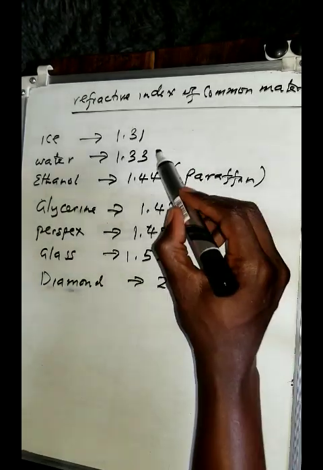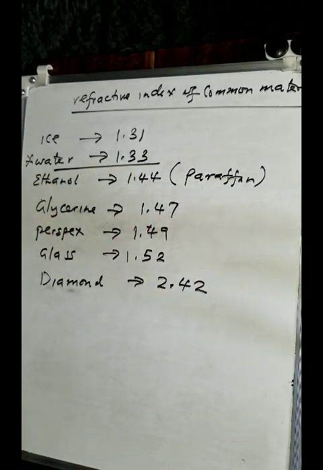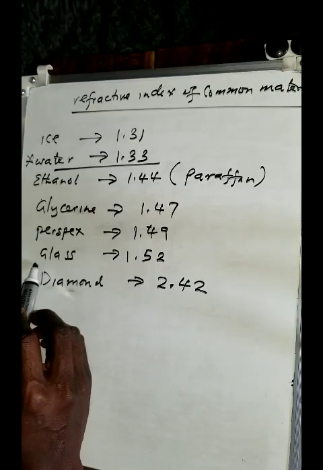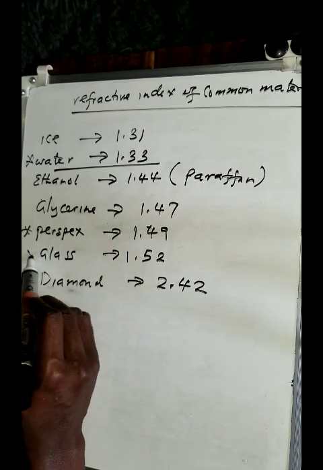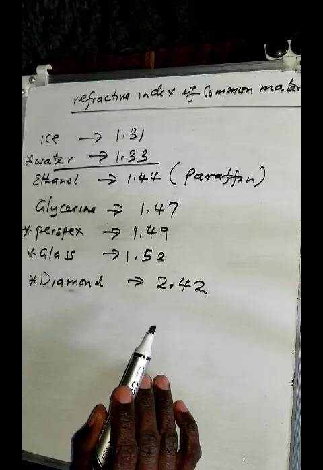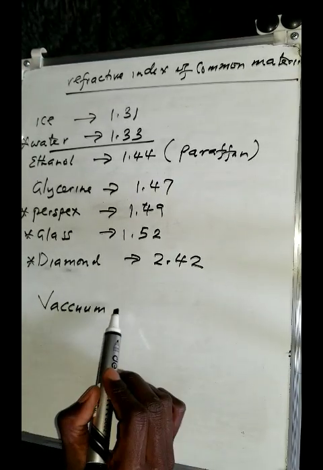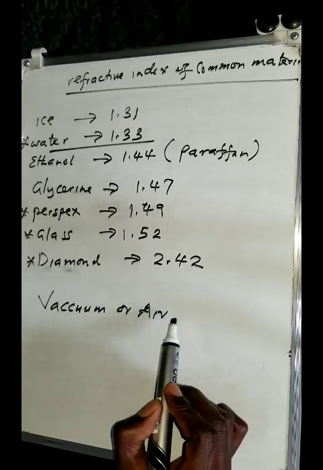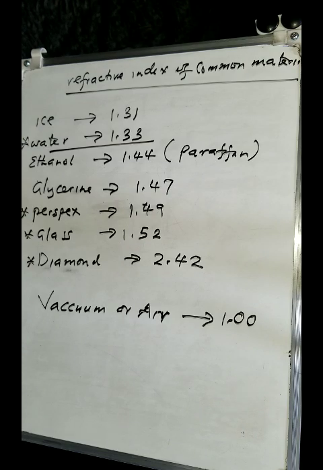So the common one that you need to remember is water. You need to know the refractive index of water, and also of glass and perspex, and also diamond. Not to be forgotten is that in a vacuum or in air, the refractive index is simply 1.00. So that is what you need to remember. I think these are some of the common refractive indices that you may come across.